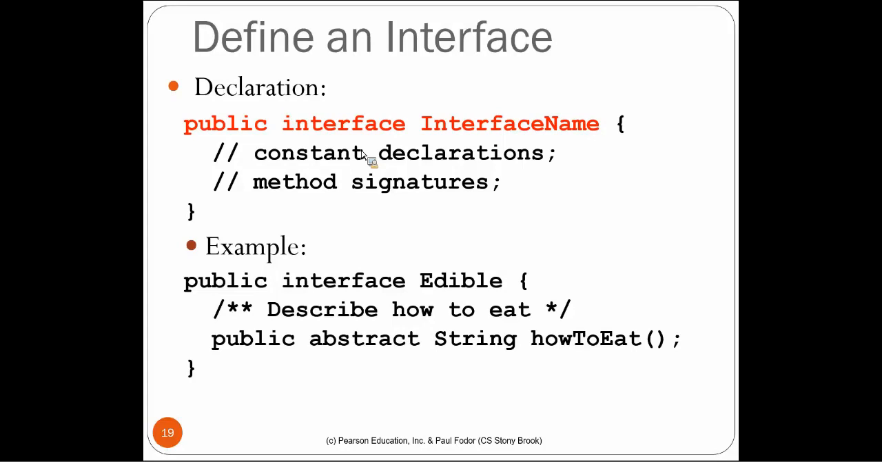For instance, let's assume that we want to define in a restaurant what are edible objects and what are not edible objects. We can define the interface Edible, and we can specify that any class that implements the interface Edible must also implement a method howToEat, which returns a string representation of how you eat an edible object.